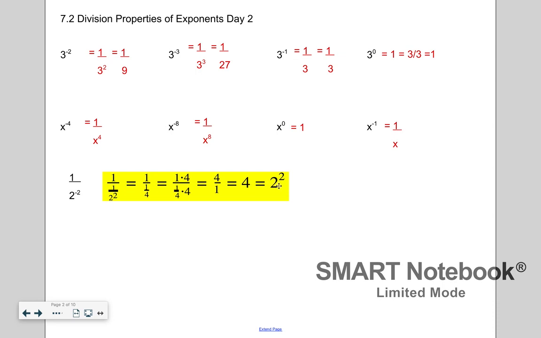The reason I did that is to hopefully help you make a connection. So look at this again. I started with 1 divided by 2 to the -2nd. My final answer was 2 to the +2, like on top of the fraction.